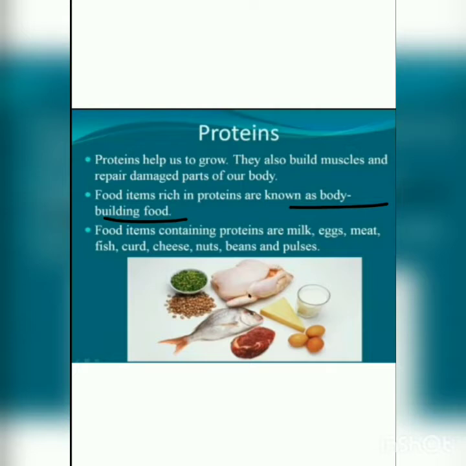So proteins belong to which group? They belong to the bodybuilding food group, right? So which are the food items which are a rich source of proteins? These are milk, eggs, meat, fish, curd, cheese, nuts, beans and pulses. These are the food items which are rich in proteins.